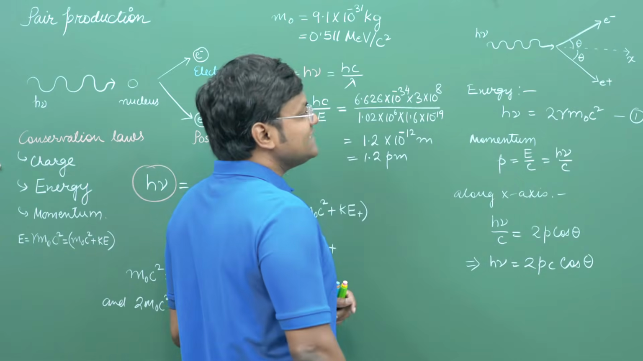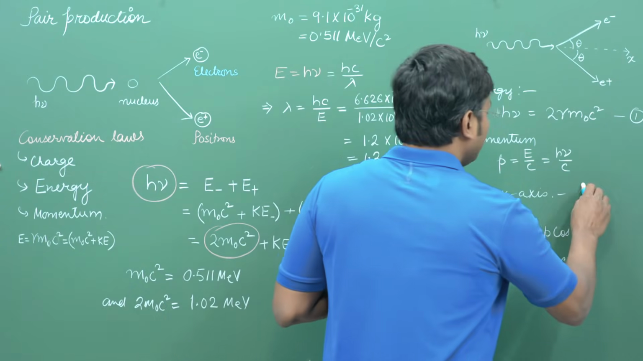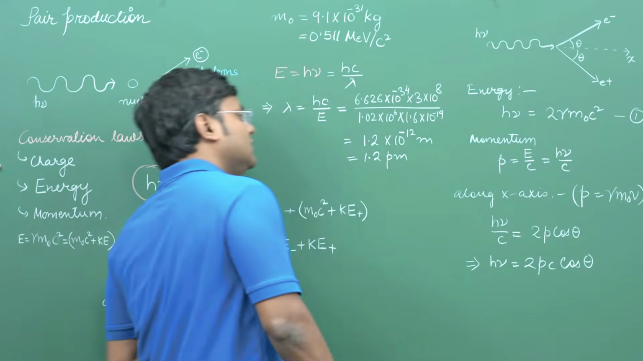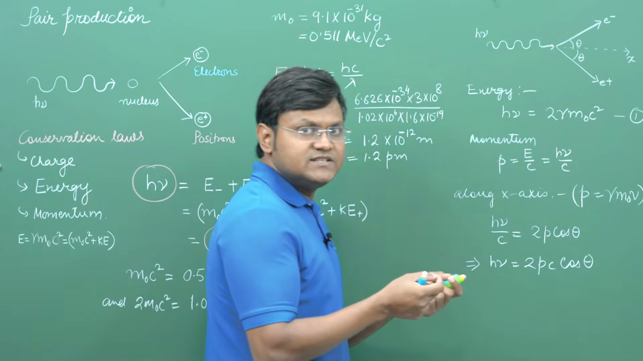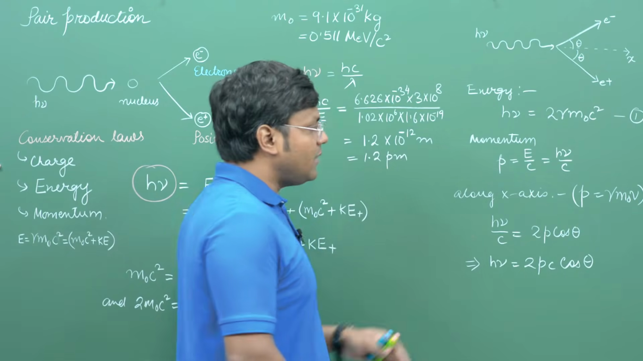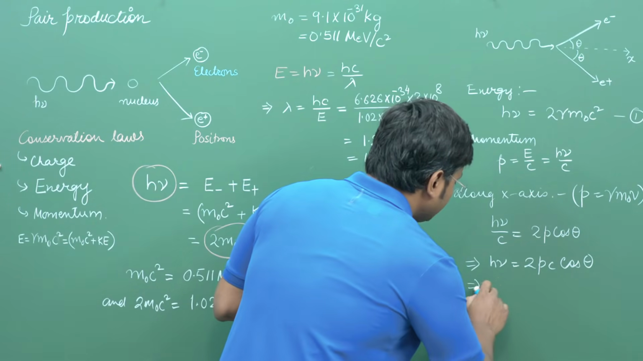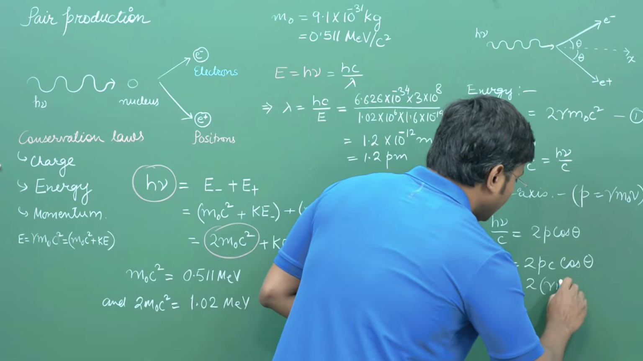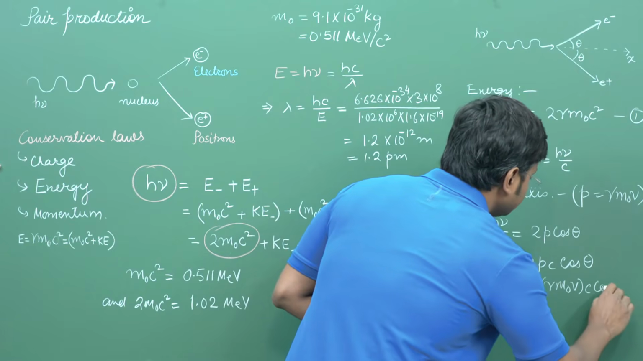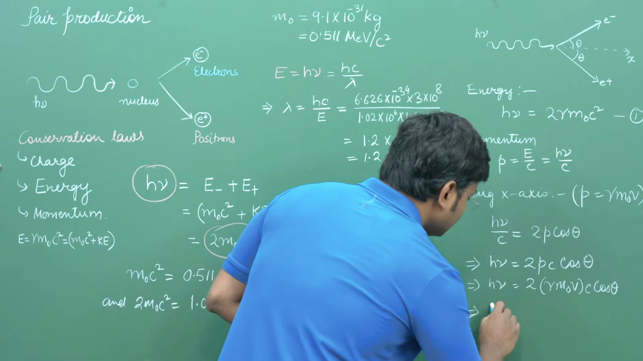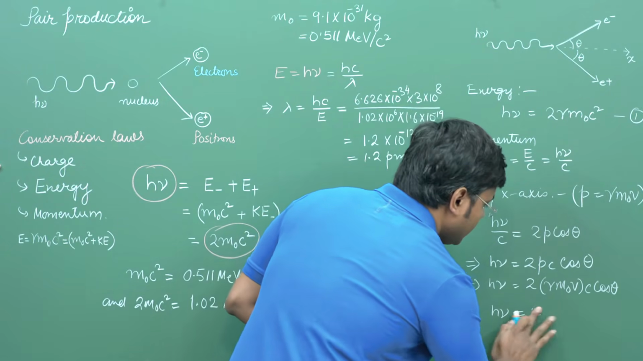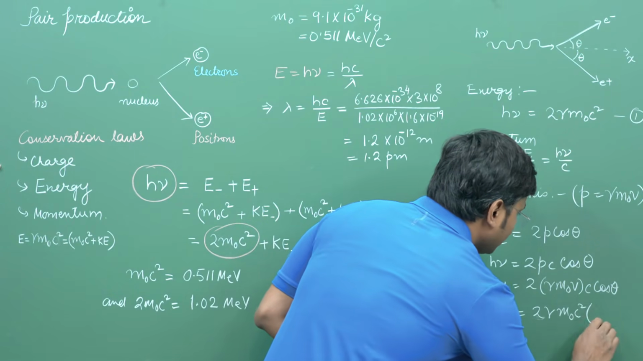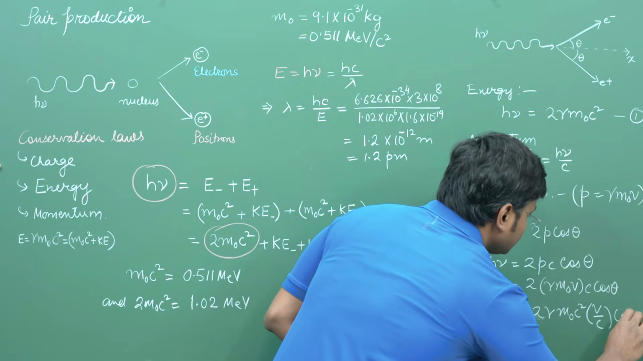But what is p here? p is the momentum of a particle, right? And what is the momentum of a particle? The momentum of a particle is γm₀v. Here m₀v is the momentum in non-relativistic scenarios, and γm₀v is the relativistic momentum of a particle in relativistic scenarios. So therefore this becomes hν = 2γm₀vc cos θ, which can be written as hν = 2γm₀c² (v/c) cos θ.